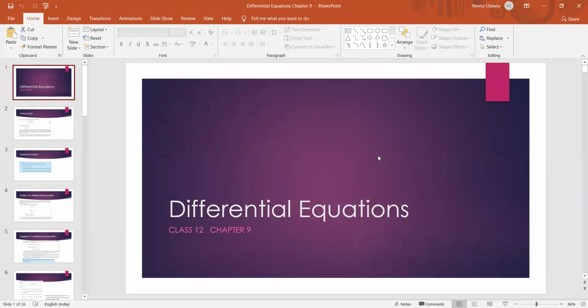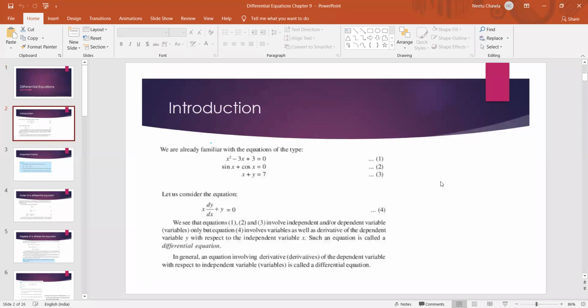Today we are going to start with chapter 9, class 12th, chapter 9, differential equations. So in this, just see here the first screen. I think you must all be very much aware of the topic polynomials, and you can easily recognize what are polynomials and what are not. So that is the basic thing you should know about finding out whether the given differential equation is a differential equation or it is not.